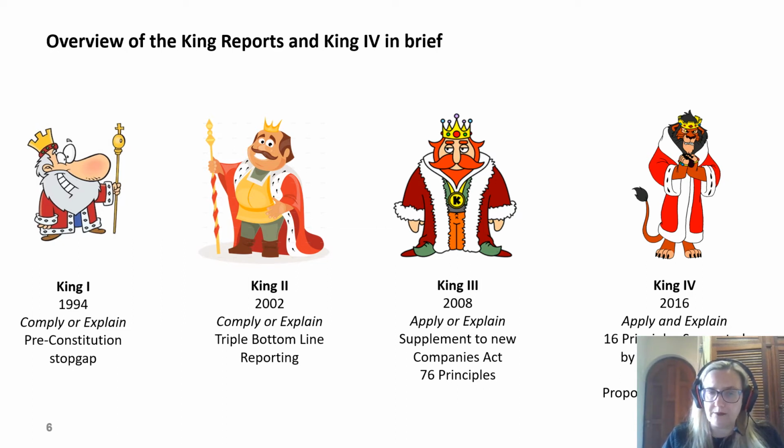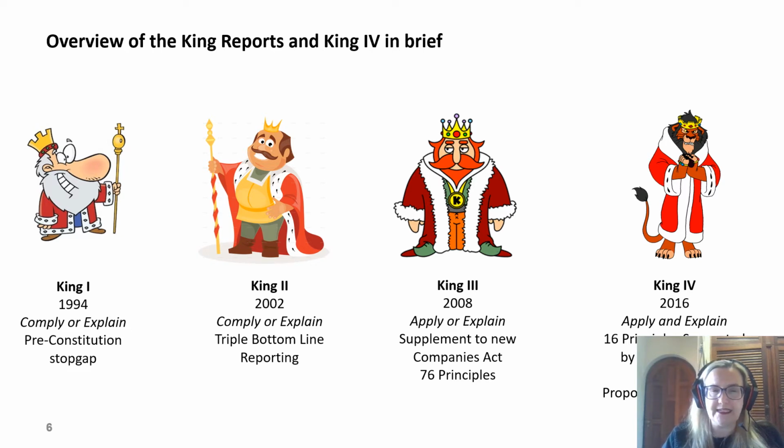Both King 1 and King 2 were on the basis of comply or explain. All of the King reports are voluntary. They are not required to be complied with by law unless they have been incorporated formally into a piece of regulation, such as the JSE listings requirements. So what they said is, here is a bunch of recommendations. Comply with them or explain why you haven't complied with them.